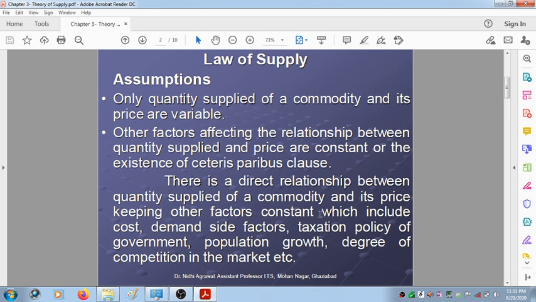What are these other factors? These factors are basically cost, demand side factors, taxation policy of government, population growth, degree of competition in the market, etc. All these factors and many more affect the actual relationship between quantity supplied and price.